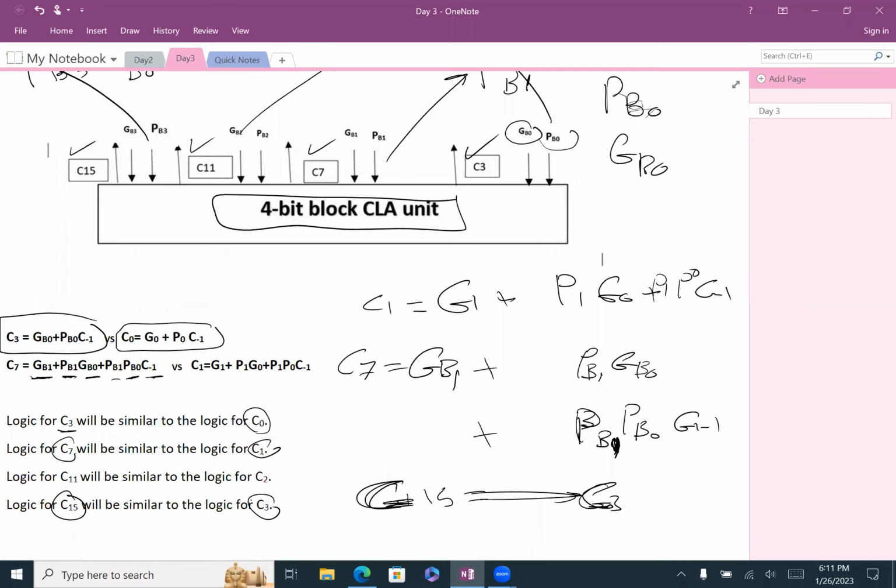We did not draw the whole circuit yet, but we'll show you how it's going to look. We'll make it easier for you when you see the whole circuit. So far, we know how we found the new block B and G block, all right? And we know how we calculated the C3, C7, C11, and C15, all right?